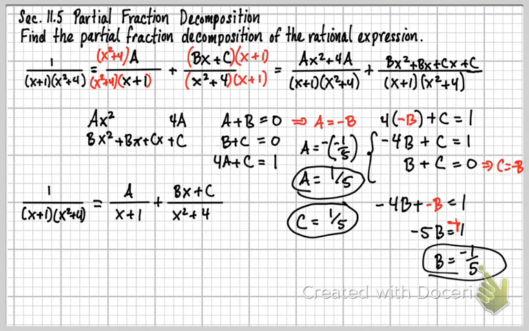So now what I'm going to do is take this and plug everything in for it. This is my x plus 1 down here. And my a was positive 1/5, so I'm going to put a 1/5 here. And then my b was a negative 1/5, so negative 1/5 here for bx. Plus a positive 1/5 for my c. And that's going to be over x squared plus 4. Now that's going to be my start of this.